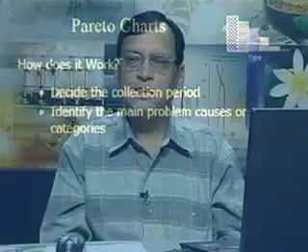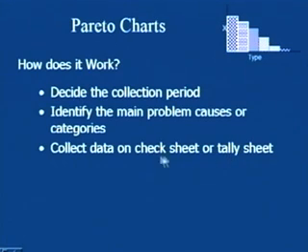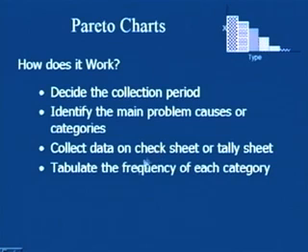Maybe that defect may be porosity in the castings that we are making, maybe a surface finish type of defect, maybe some crack or hot tears type of defect. Whatever happened in the last 1 year in the manufacturing process, we count the total different types of defects and their frequency of occurrence. Then we collect data on a check sheet or tally sheet. So, we prepare a data collection sheet and we tabulate the frequency of each category.